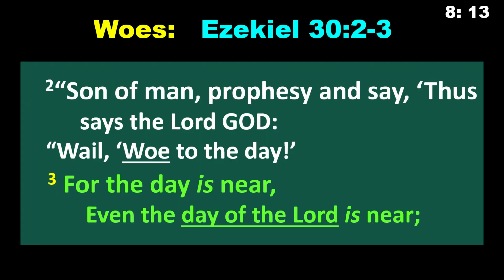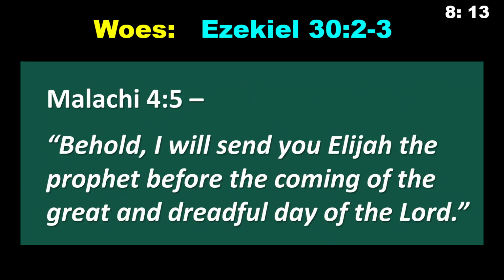From the book of Ezekiel, chapter 30, verses 2 and 3, quote, "Son of man, prophesy and say, Thus says the Lord God, wail, woe to the day, for the day is near, even the day of the Lord is near." A day of the Lord is obviously when the Messiah would come according to the Old Testament, such as indicated in the book of Malachi, chapter 4, verse 5, quote, "Behold, I will send you Elijah the prophet before the coming of the great and dreadful day of the Lord." End quote. The day of the Lord is the appearance of a manifestation of God.